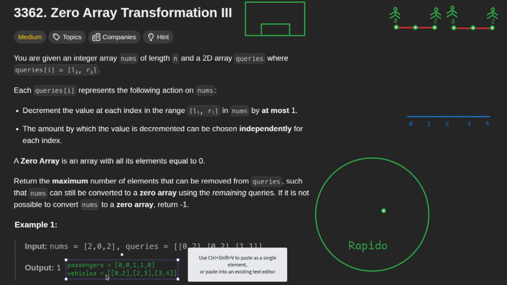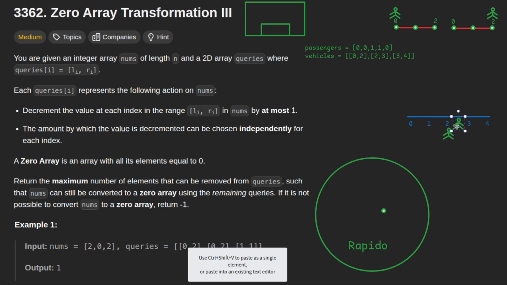Okay, so I have this question that I have passengers and I have vehicles. So I have a passenger at 2 and I have a passenger at 3. Right, I have 2 passengers here and I have a vehicle. One of them is 0 to 2. Right.